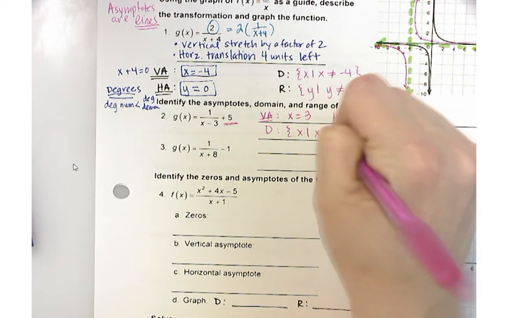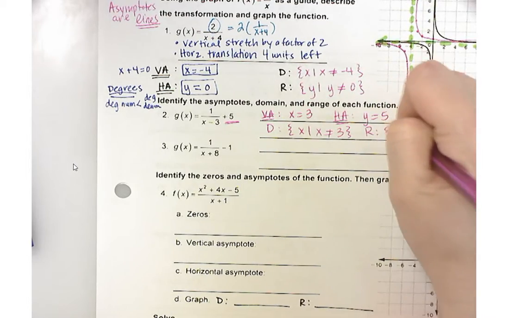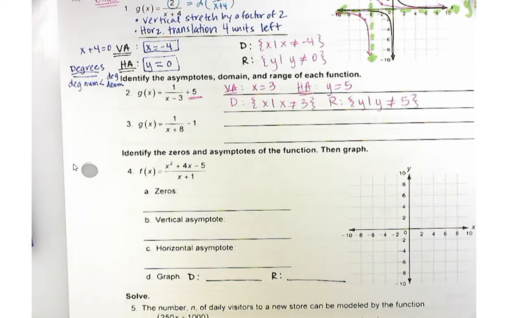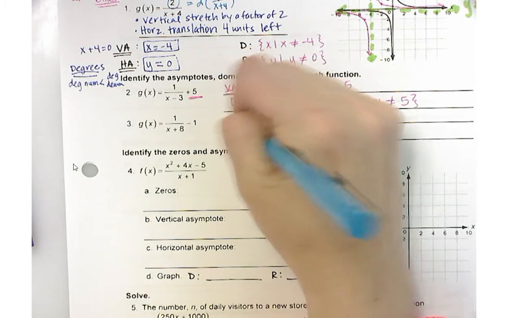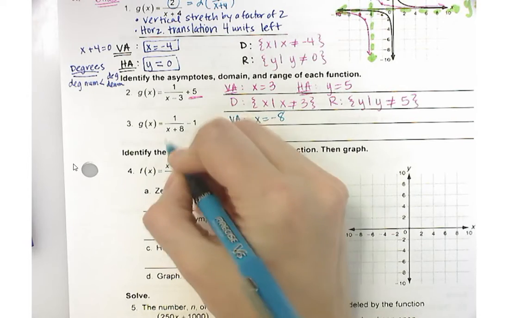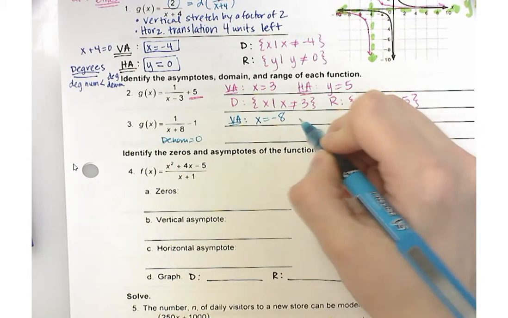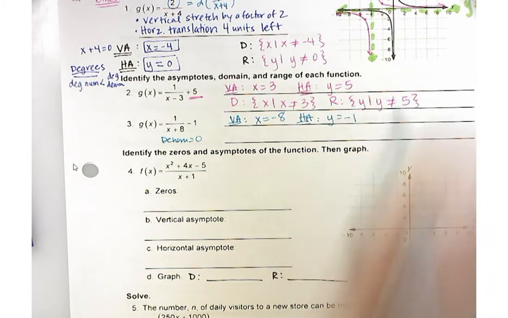And then for 3, the vertical asymptote is x equals -8. Again, you set the denominator equal to 0 to solve. The horizontal asymptote is going to be y equals -1. Your domain is going to be x such that x cannot be the vertical asymptote, and your range is going to be y such that y cannot be the horizontal asymptote.